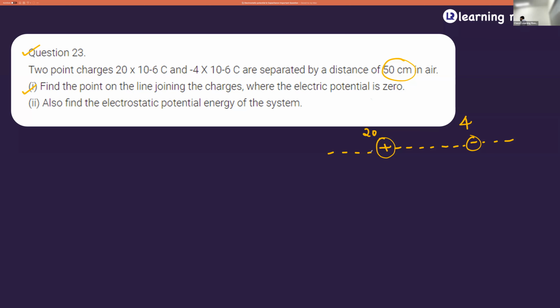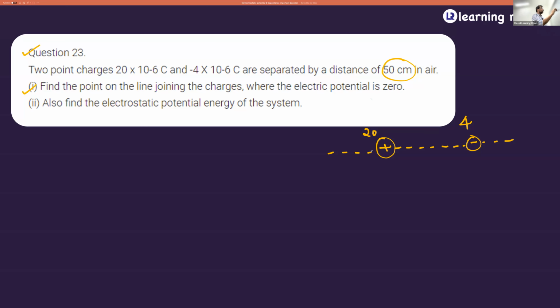Example 2.3. It will be closer to the one with... I've written it this way. Right? So for this kind of a system, the potential will be 0 closer to the charge with lesser magnitude.